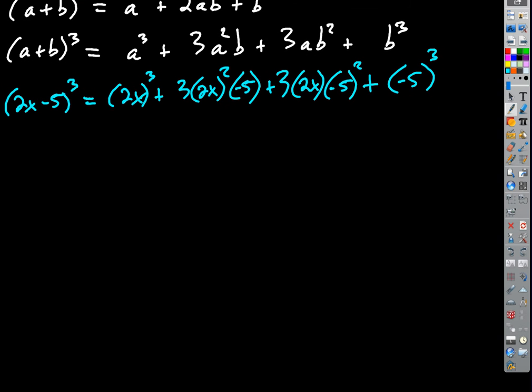If I'm going to cube 2x, I'm just going to cube the 2 and cube the x. So what does that give me? 8x cubed, because 2 cubed is 8, and then I get an x cubed. Okay, how about here? I'm going to square the 2 and square the x, so what does that give me?